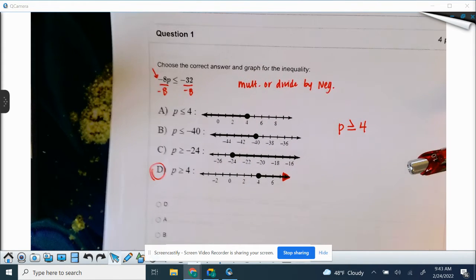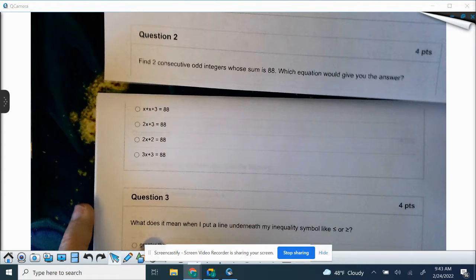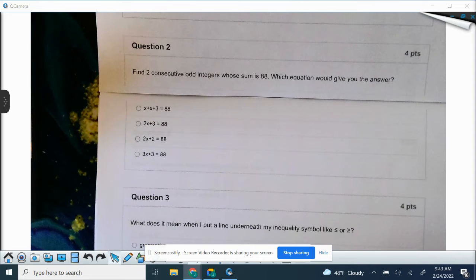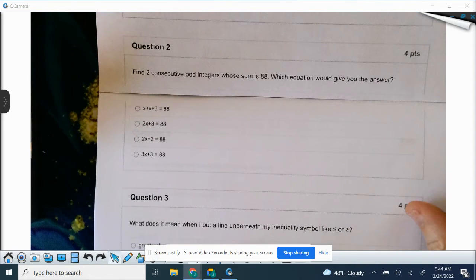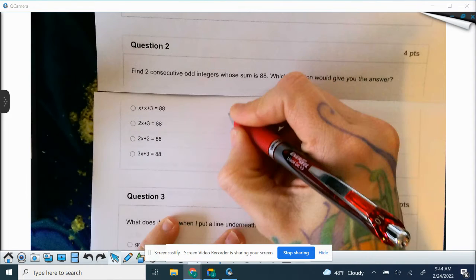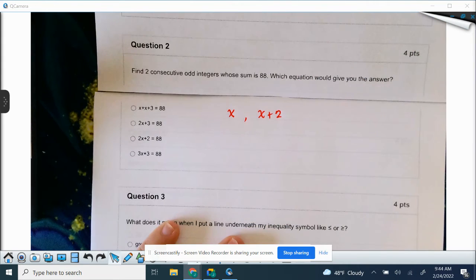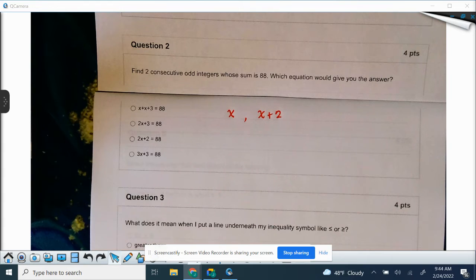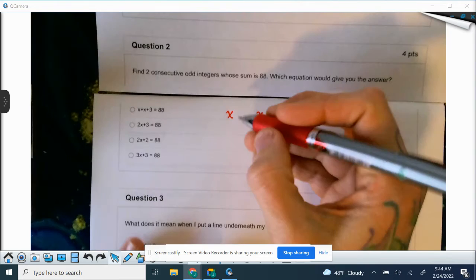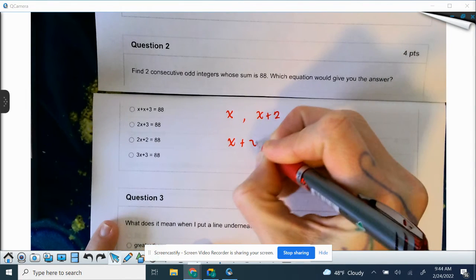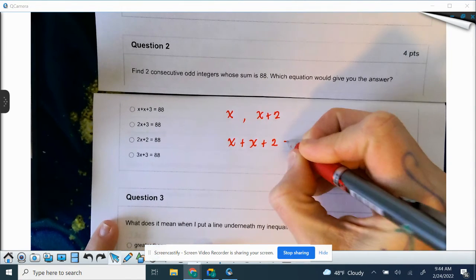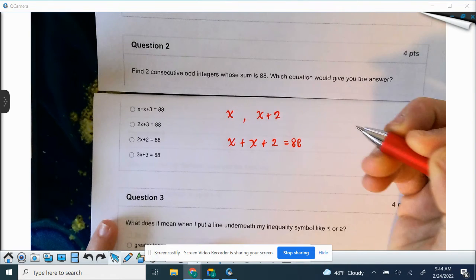All right, number 2 ran off the page. Find 2 consecutive odd integers whose sum is 88. Which equation would give you the answer? So consecutive odd means you're going to use x plus 2, x plus 4, x plus 6. It's the same as with even numbers, because you're skipping every other number when you're counting consecutively by even or odd. So we know we're going to have x plus x plus 2 equals 88.